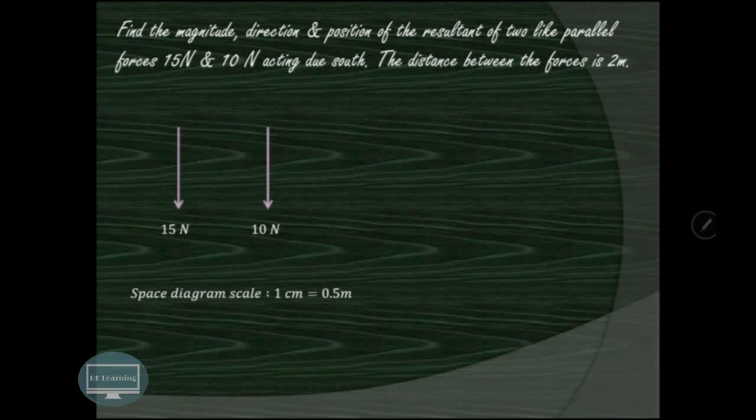So you can see this 2 meter is the distance between these two forces divided by this 0.5. So 2 divided by 0.5, so that will be 4, and by scale we can have the distance between these two forces, that is this 15 Newton and 10 Newton. This distance between these two forces is 4 centimeter by our space diagram scale, because our space diagram scale is 1 centimeter is equal to 0.5 meter.